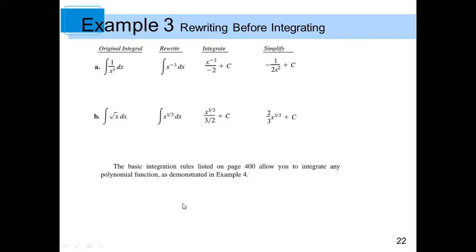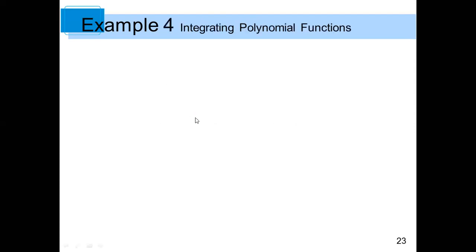The basic integration rules listed on page 400 in your book allow you to integrate any polynomial function, as in this example here. Now the integral of there's nothing there is equal to 1, which is equal to x plus c. Because there's nothing here, it's understood to have a 1 there. And the antiderivative of 1 is x, so it's x plus c.